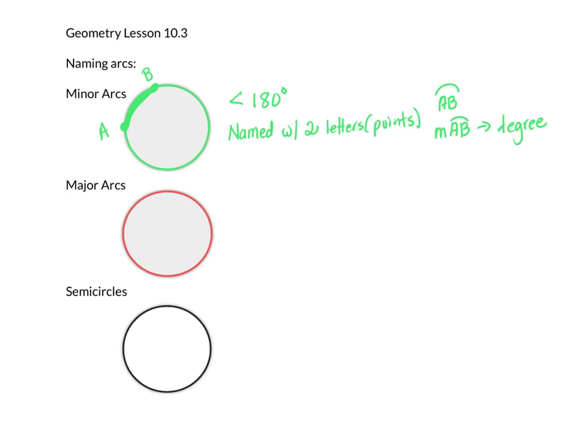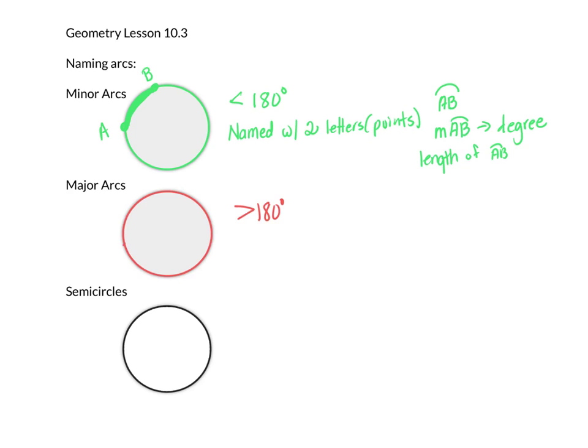When I want the length, then I'm going to ask for the length. And remember, we've talked about that formula, and we'll talk about it more in this video. Major arcs and semicircles, however, need to be named with three letters. Our major arc is greater than 180 degrees.